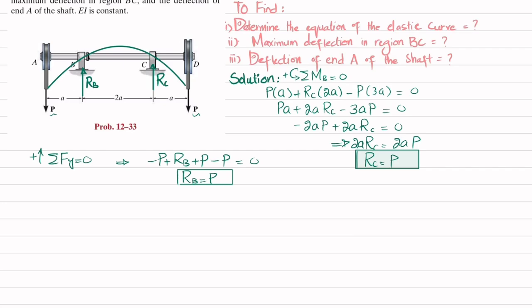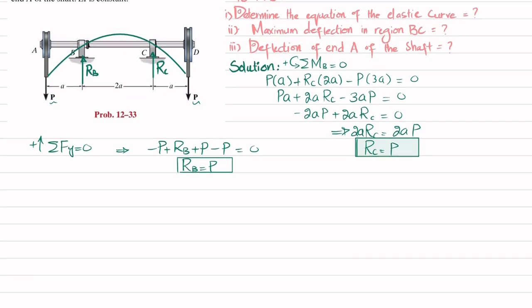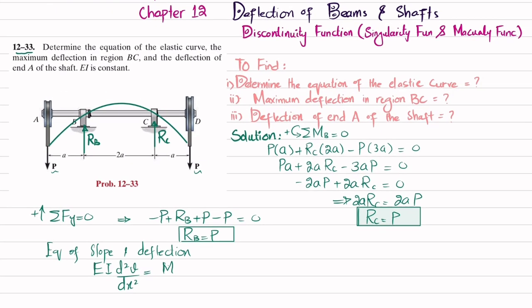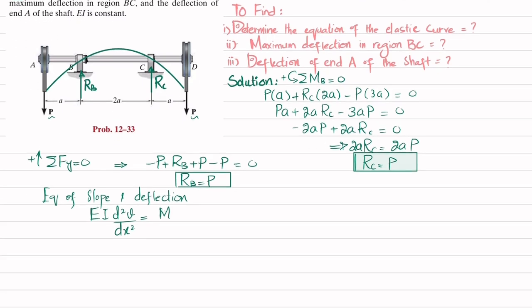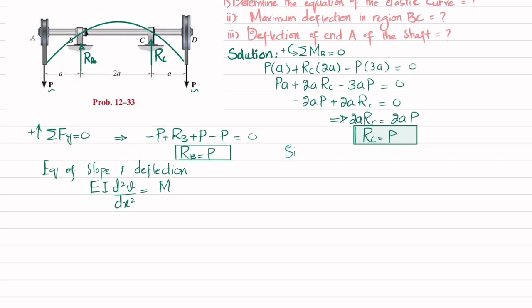Now we have RB and RC, so we know that the equation of slope and deflection can be found by using this formula: EI into d squared v over dx squared is equal to the moment. So here we will use the discontinuity function, which is the singularity function, because the load is a point load, and for a point load we define the singularity function. So I will write the singularity function for this load. And what is that for moment? So again, this equation for the moment, you can see this is the point loading.